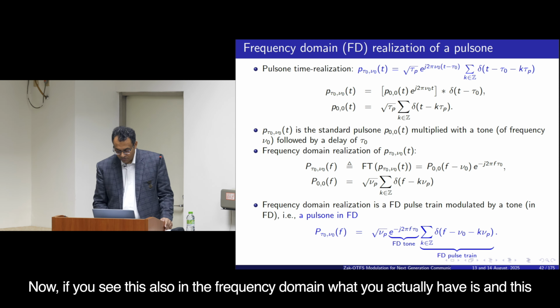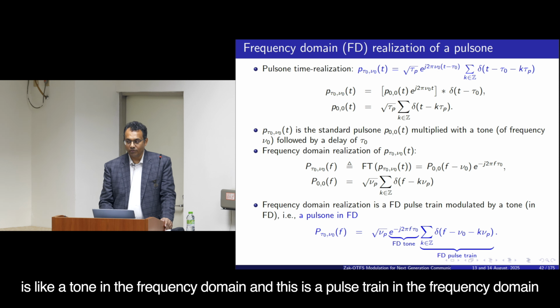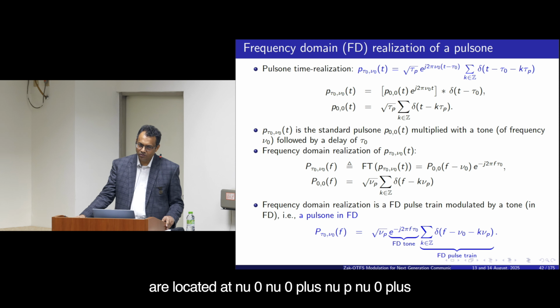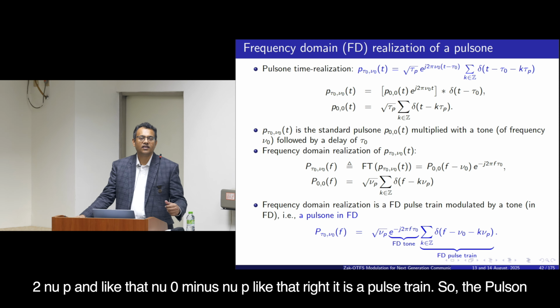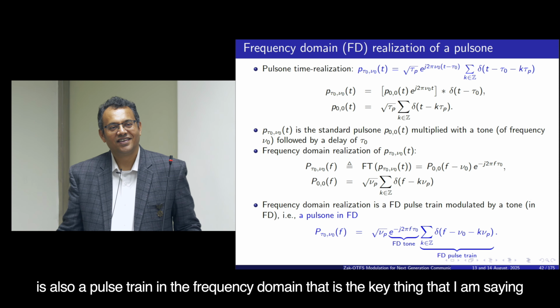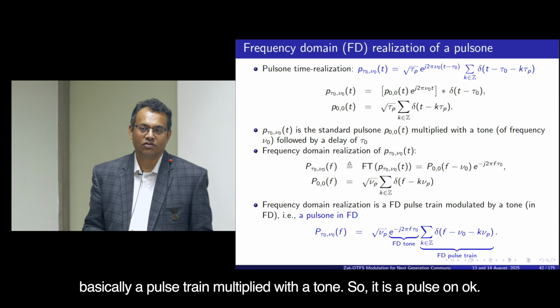Now if you see this also in the frequency domain, what you actually have is a tone in the frequency domain, and this is a pulse train in the frequency domain, where the Dirac deltas are located at nu 0 plus nu p, nu 0 plus 2 nu p, and like that, nu 0 minus nu p, like that, right. It's a pulse train. So the pulson is also a pulse train in the frequency domain. That's the key thing that I am saying. Basically a pulse train multiplied with a tone. So it's a pulson. Okay.